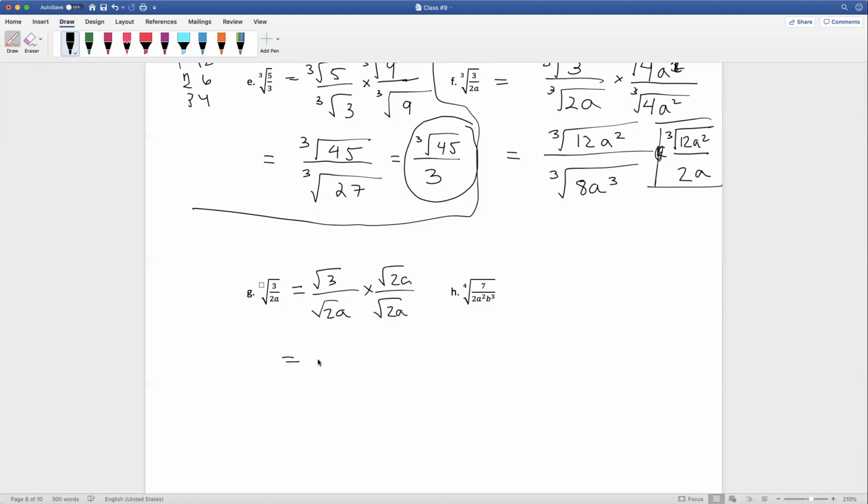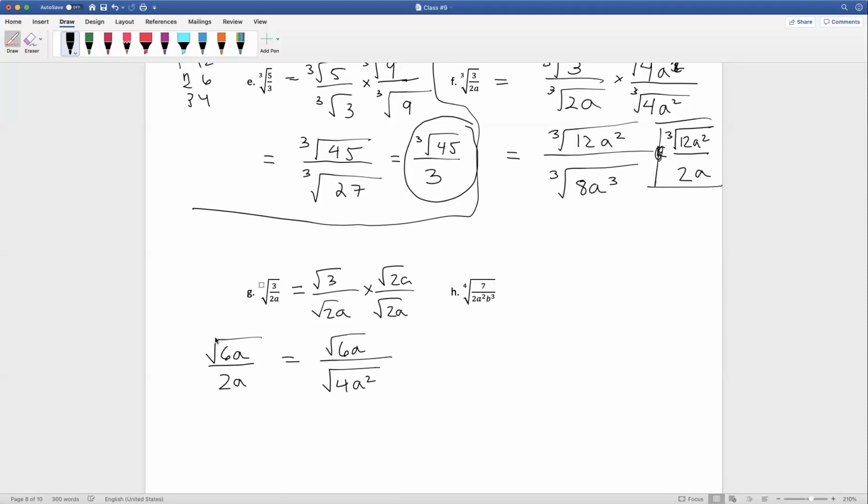So in my numerator, I have 3 times 2a, which is 6a. In my denominator, I have 2a times 2a, which is 4a squared. And remember, this works for square roots, but no other root, no other index, if you multiply it by itself, because if you multiply something by yourself, you get a perfect square and you can take that out of a square root. The square root of 4a squared is 2a. And left on the inside of my radical is the square root of 6a.